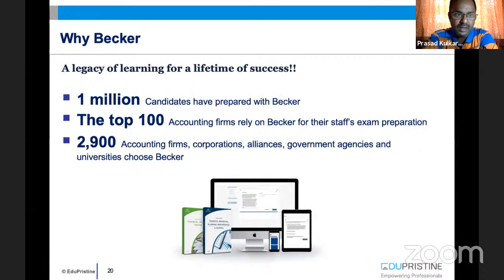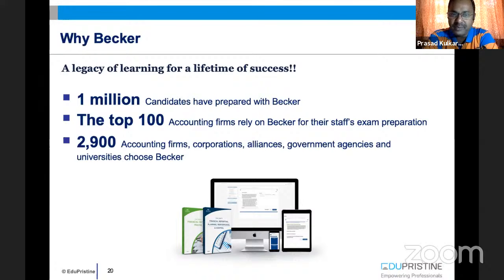Why Becker? A legacy of learning for a lifetime of success. There is no way in which you can compromise on quality. You might save some money here and there, but trust me, from a long-term point of view, it is better to spend that small premium just to get the best. It is value for money. I can say with my hand on my heart, it is value for money.